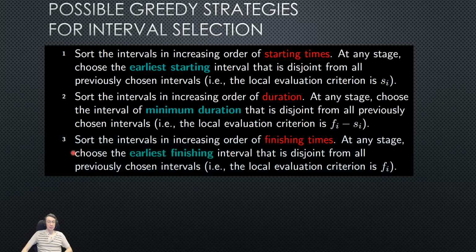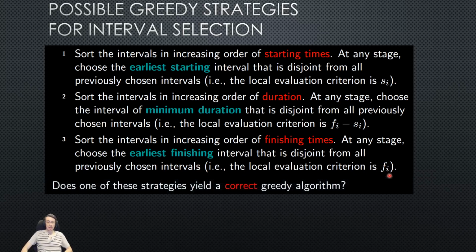Here's a third possible approach. We could sort intervals in increasing order of finishing times. So in other words, at any stage, we're going to choose the earliest finishing interval that's disjoint from all the previously chosen ones. In other words, the local evaluation criterion is the finish time of I. So does one of these strategies yield a correct greedy algorithm?